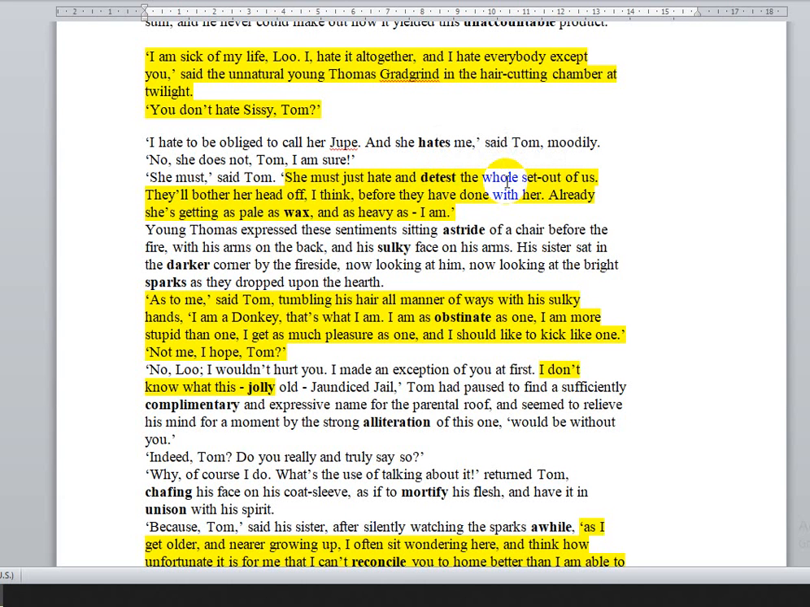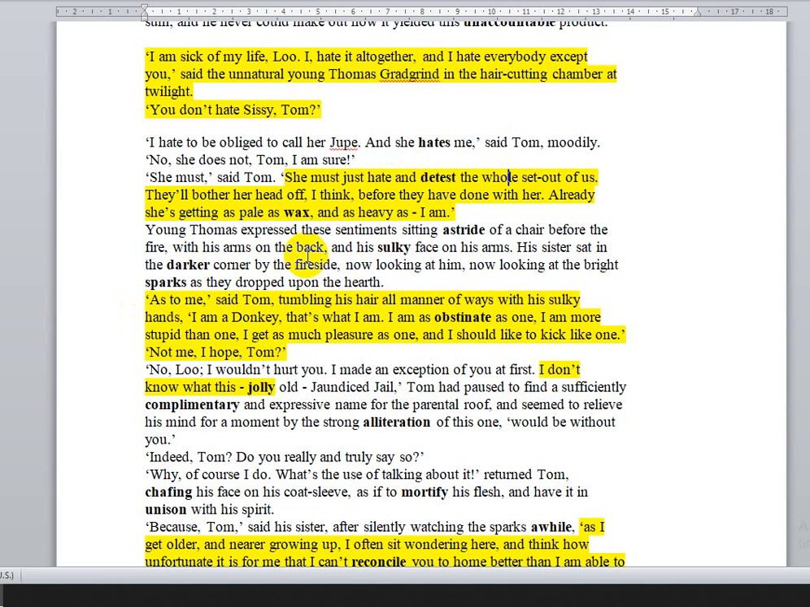كل السيت مالتنا احنا جماعة السكول of facts. They all bother her head off. كلهم يزعجون رئيسها ودماغها بهاي الأفكار. I think before they have done with her. Already she's getting as pale as wax and as heavy as I am. أصبحت وكأنها شاحبة، كأنها شمع يعني، وثقيل جسمها بسبب الفاكتس يعني كلام مجازي طبعا. Just like Tom, as heavy as he is.